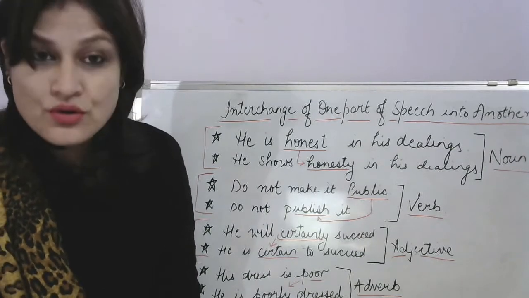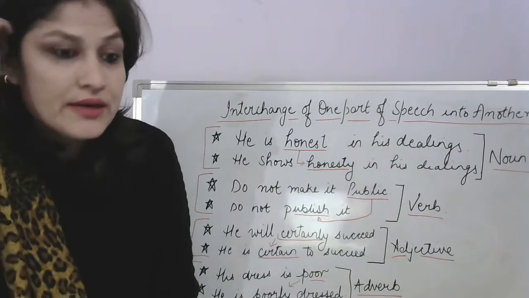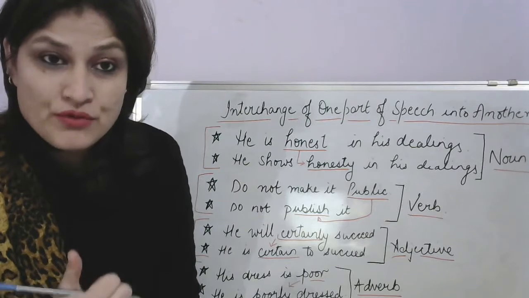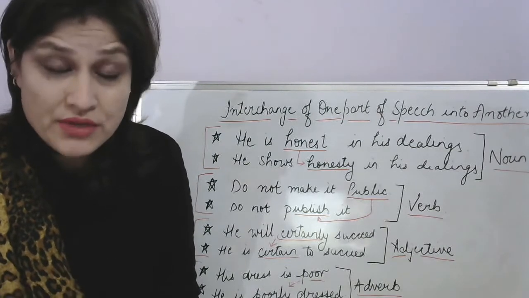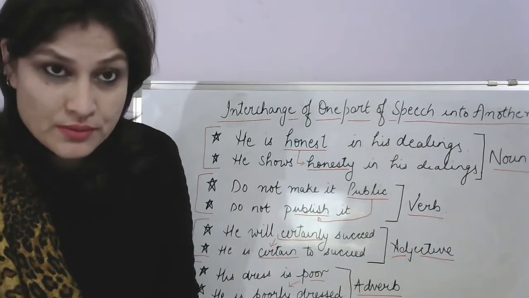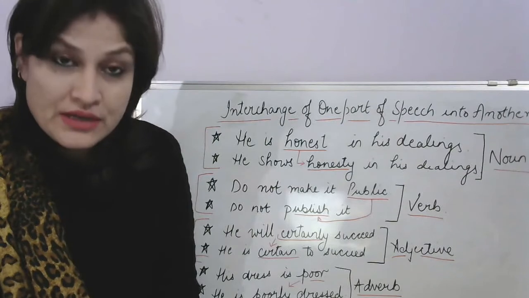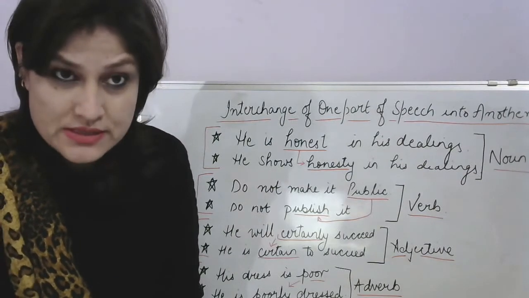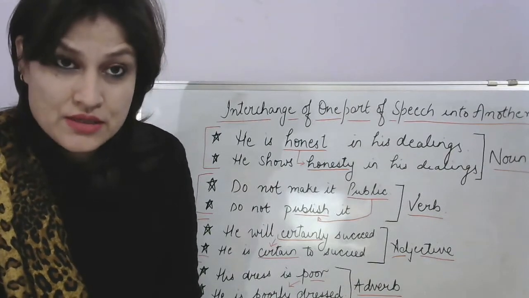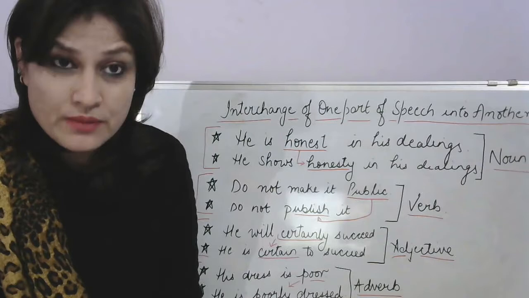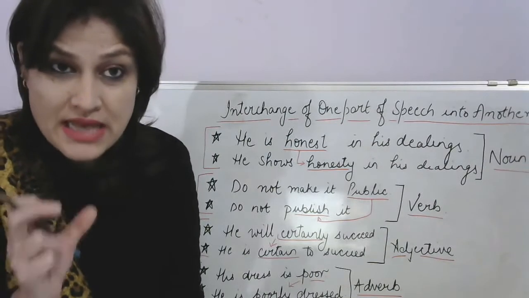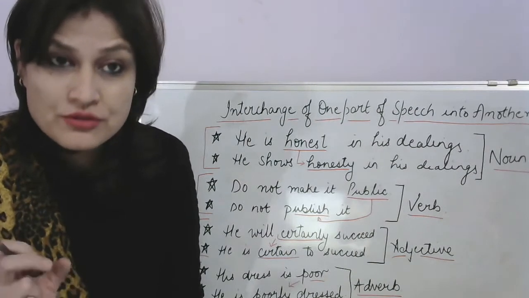In the same way, it goes for the verb. You should know the definitions clearly. What is a noun? The name of a person, place, animal or thing. Now again, we have different types of noun, so you should know them as well. The same goes with the verb. Verbs are what? Your action words, right? So let's see. Do not make it public. So here we don't have any verb, but the moment we say do not publish it, that's the action. We're turning it into a verb.